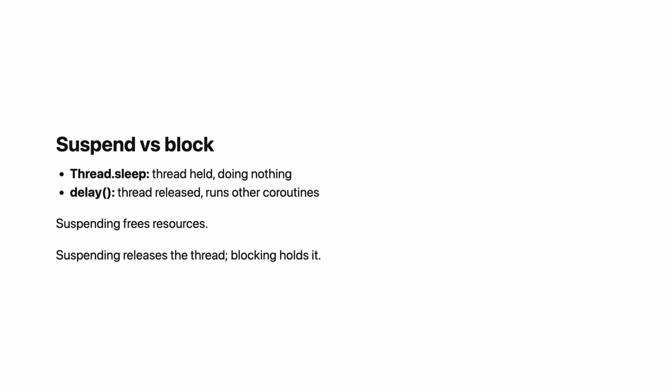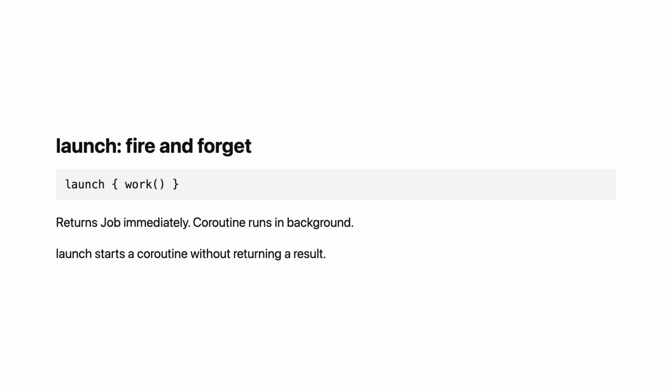Sequential-looking code that does not block. Call a suspend function. Wait for the result, continue. It looks like blocking, but is not. Suspending is cooperative. The coroutine decides when to suspend. It is not preempted like a thread.